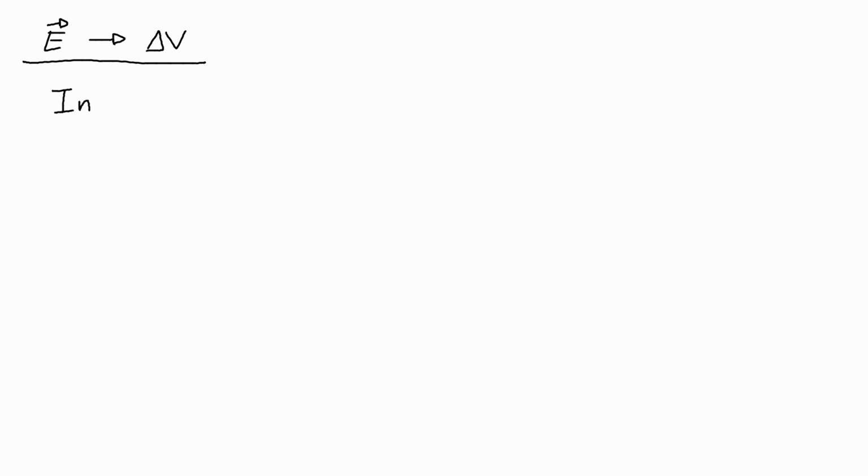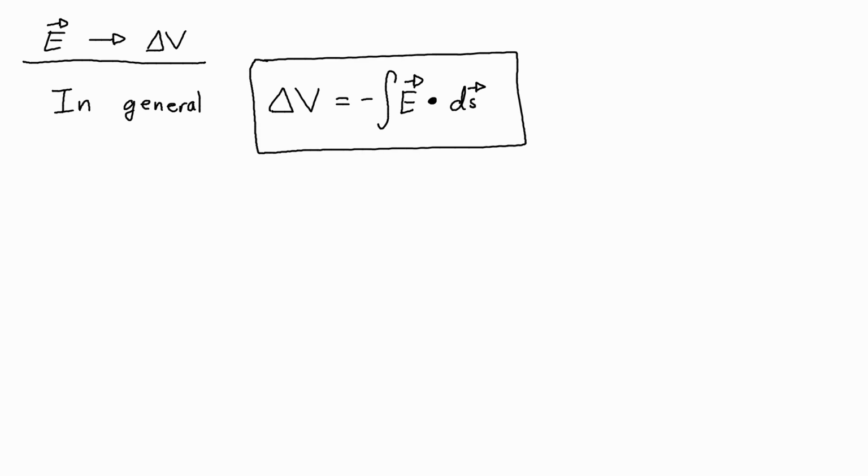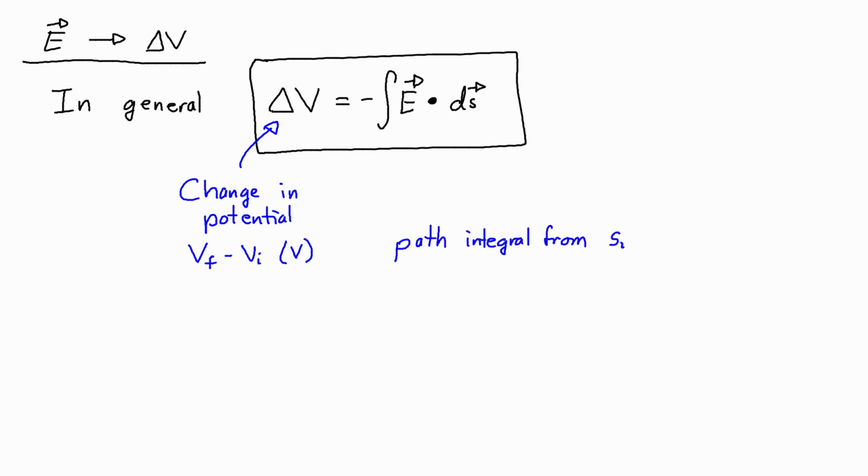So the idea is that in general, we get this equation, and again, I'm not going to derive this from first principles for you, but we have delta V is equal to negative path integral of the electric field dot product ds. So delta V is the change in potential as you go from the starting position on the path to the final position on the path. And the units are volts. Then remember, we're integrating as we move along the path from the initial position to the final position. And I'm just using the letter S to represent position.